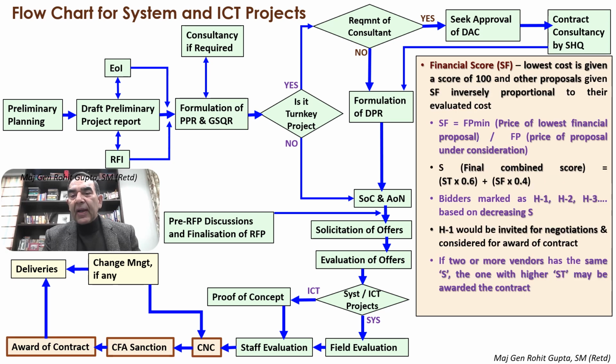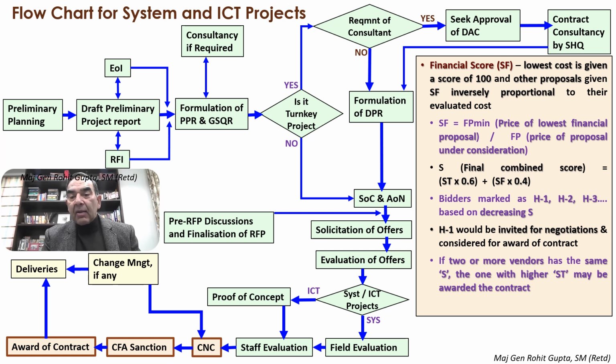For calculating the financial score, the bidder giving the lowest cost is given a score of 100. And other proposals are given the financial score inversely proportional to their evaluated cost. For example, the financial score would be the price of the lowest financial proposal divided by the price of the proposal under consideration. Combining the technical score and the financial score at a weightage of 60% and 40% respectively would give us the final combined score.